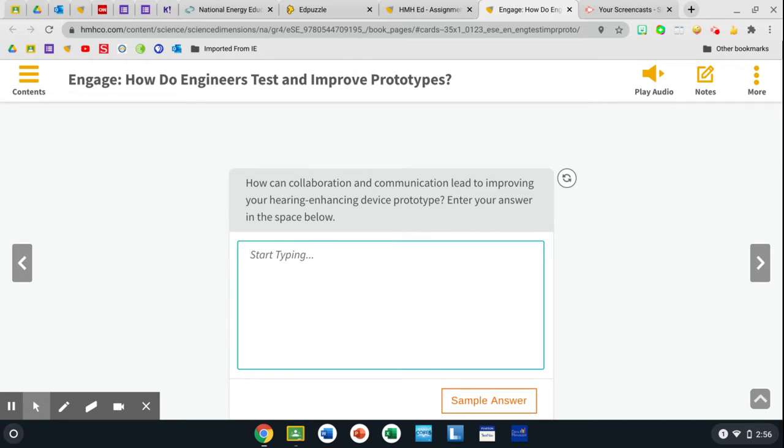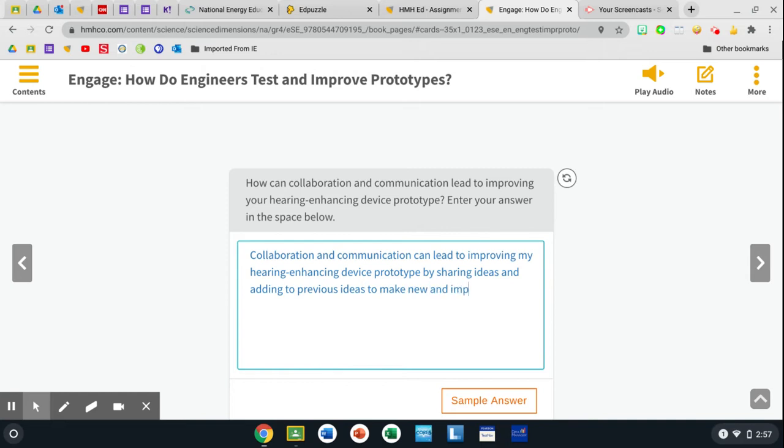So collaboration and communication can lead to improving my hearing enhancing device prototype by sharing ideas and adding to previous ideas to make new and improved prototypes.